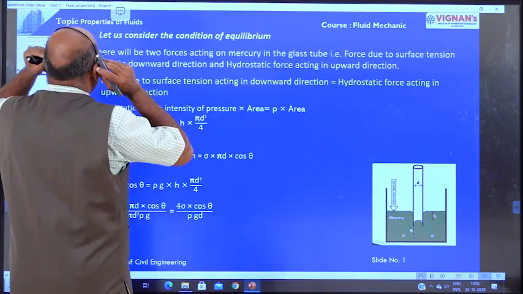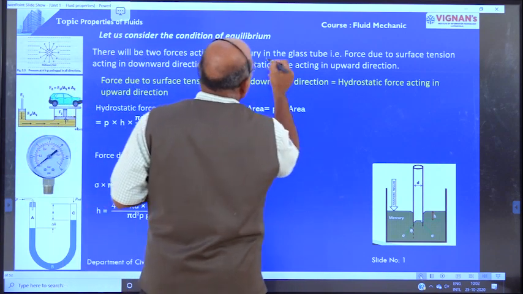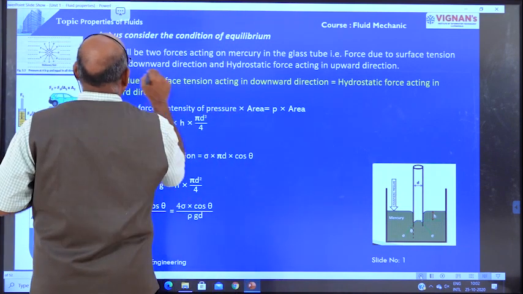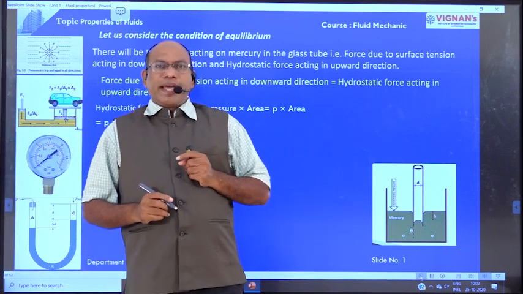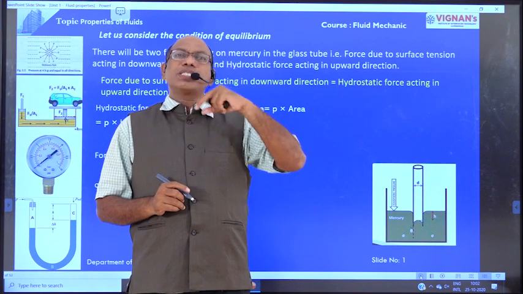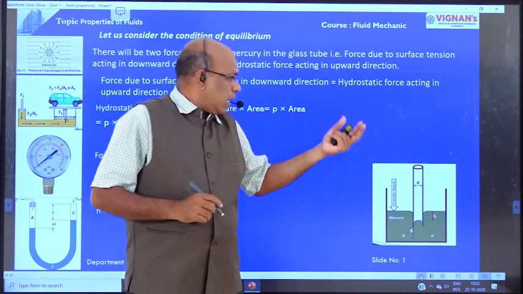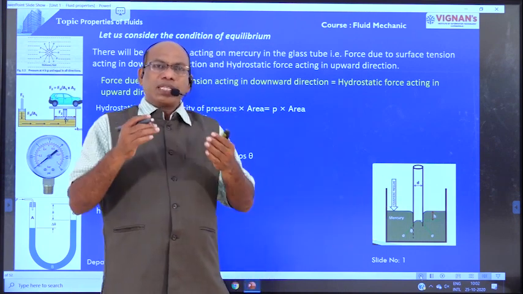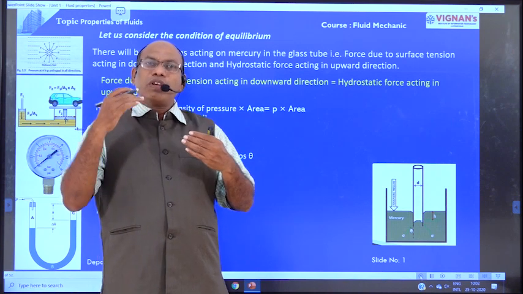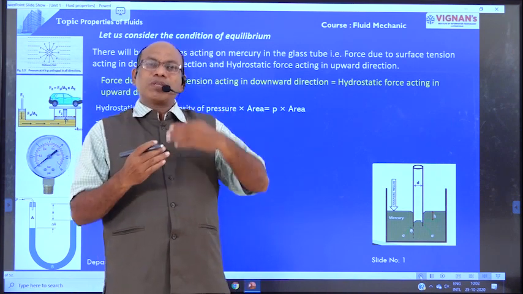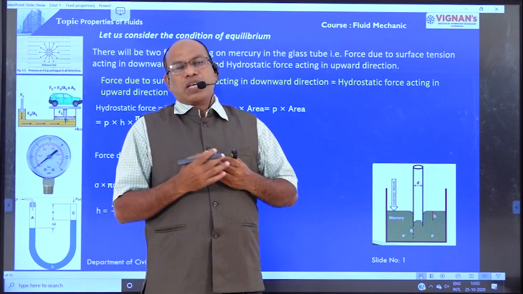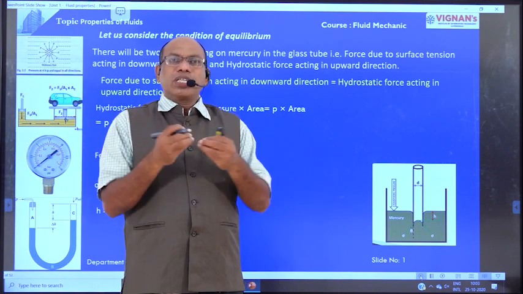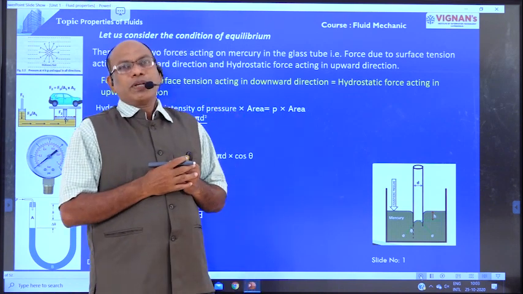Here there will be two forces acting on the mercury in the glass tube. The force due to surface tension acts in the downward direction. In the earlier case, the weight of the water column is equal to the surface tension force when the tank is filled with water. Now here the tank is filled with mercury. For equilibrium, the hydrostatic force must be equal to the force due to surface tension. Equating these two forces, finally we have the capillarity fall.